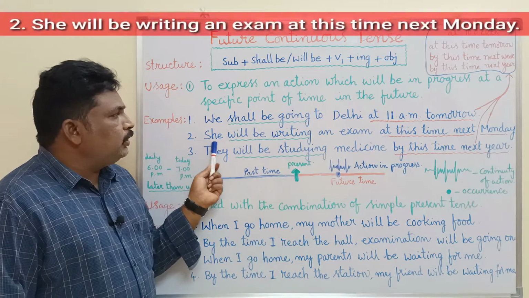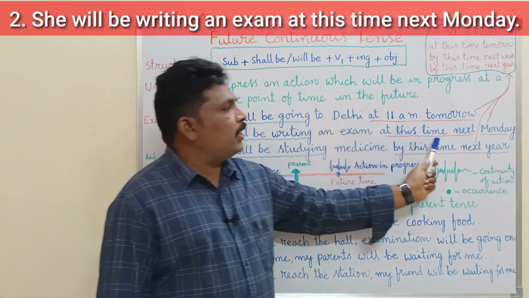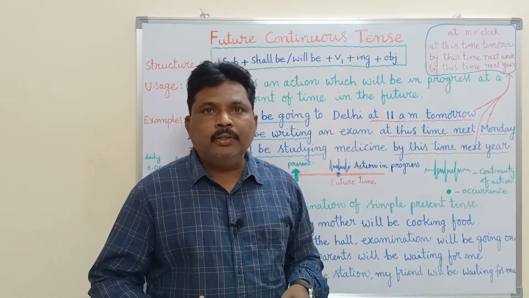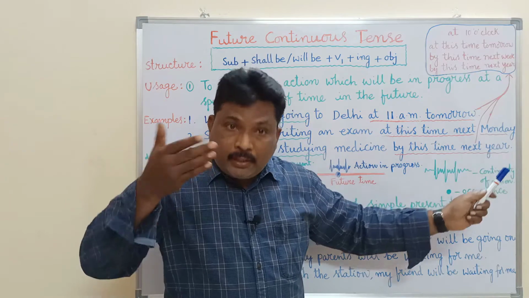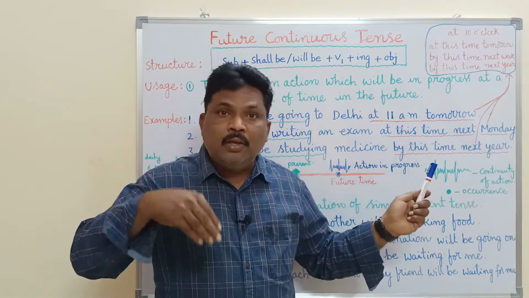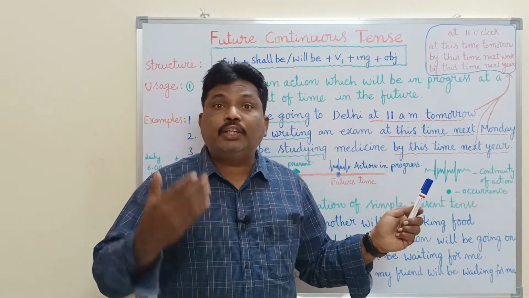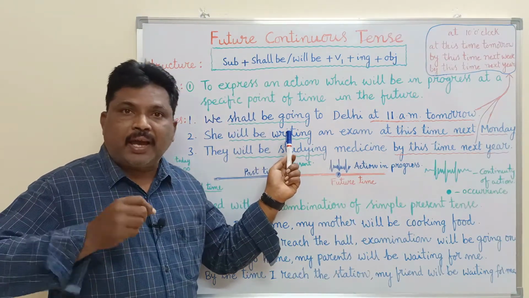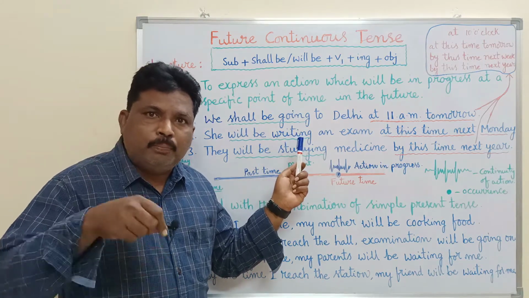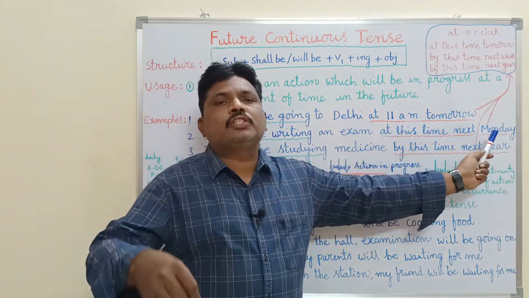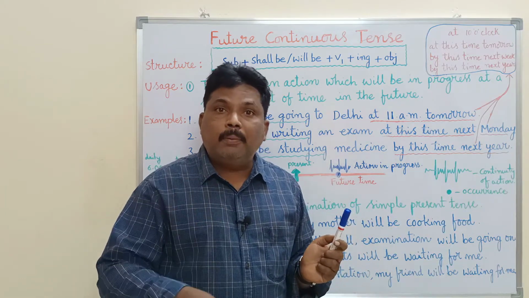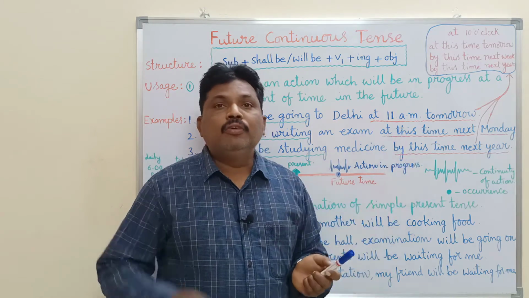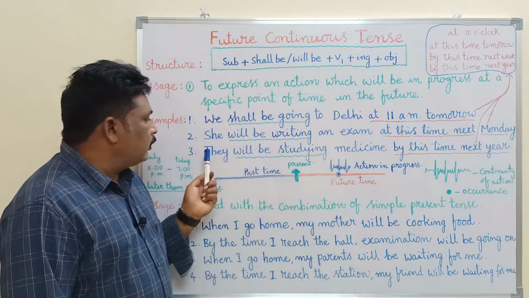Second example: she will be writing an exam at this time next Monday. For example, now the time is 11 o'clock in the morning. Next Monday at the same time, at 11 o'clock, the action will be in progress. What is that action? She will be writing. The action of writing will be in progress at 11 o'clock next Monday. Here we are talking about the continuity of the action at the future time, so it is called future continuous tense.